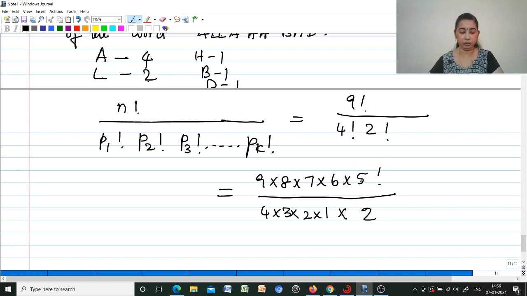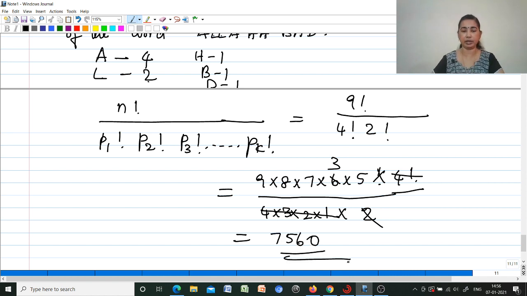So, 5 factorial can be written as 5 into 4 factorial, because here the denominator already consists of 4 factorial. This 4 factorial and 4 factorial can be cancelled, and 2 appears here 3 times. Multiplying the remaining numbers, we will get the answer. The answer will be 7560. That many different arrangements are possible.